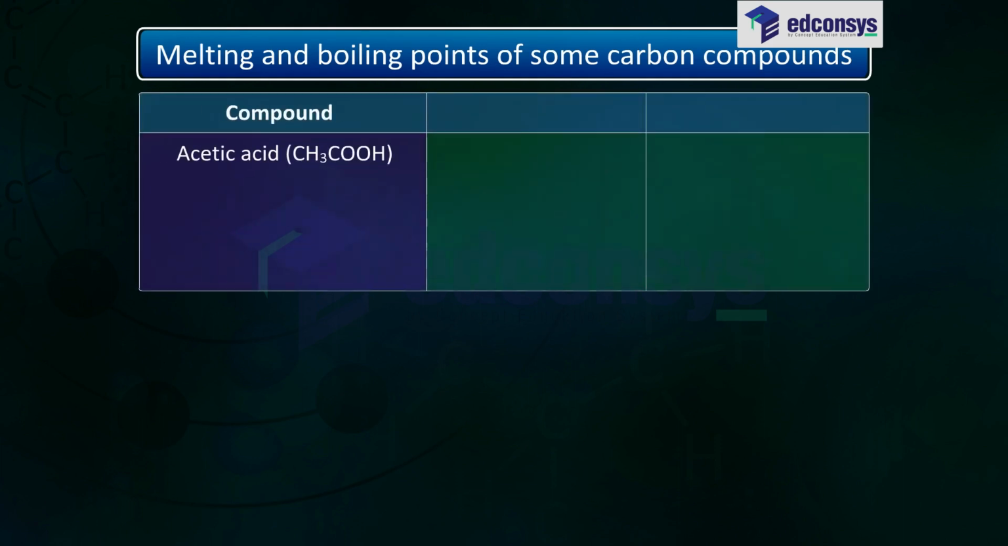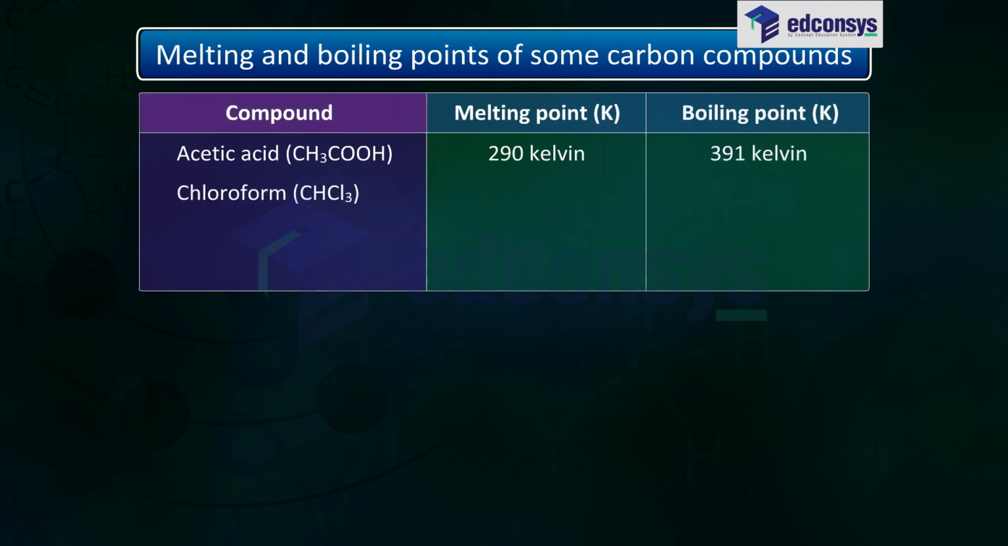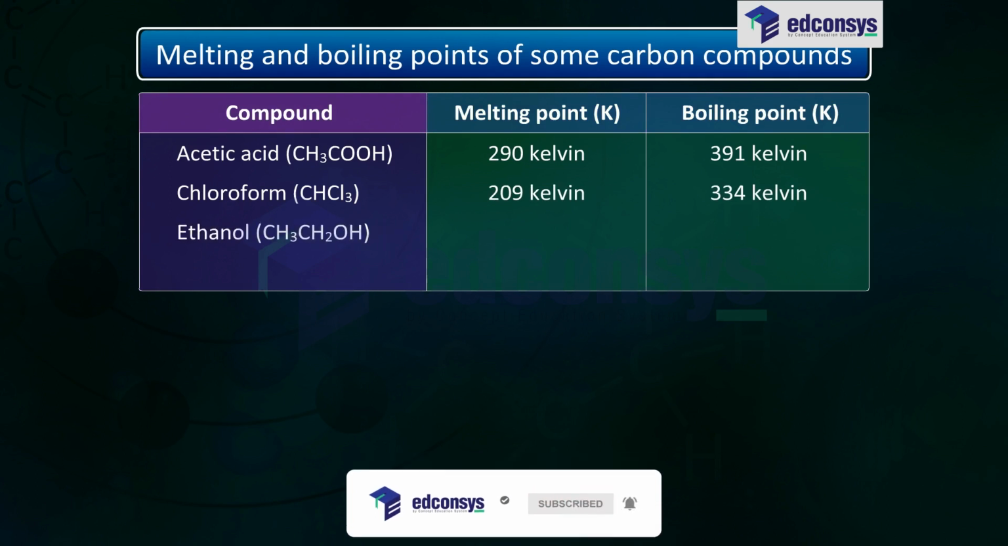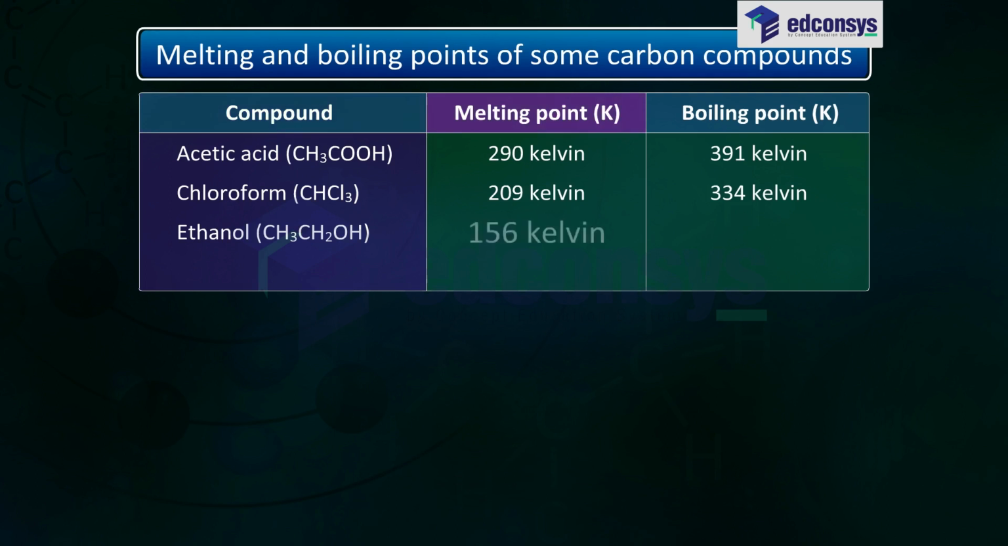Compound: acetic acid, CH3COOH. Melting point 290 Kelvin. Boiling point 391 Kelvin. Compound: chloroform, CHCl3. Melting point 209 Kelvin. Boiling point 334 Kelvin. Compound: ethanol, CH3CH2OH. Melting point 156 Kelvin. Boiling point 351 Kelvin. Compound: methane, CH4. Melting point 90 Kelvin.